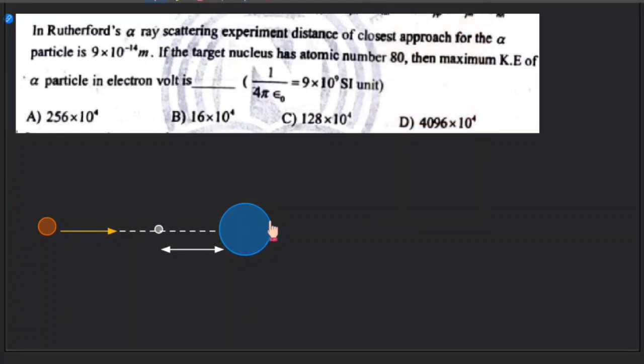What do you mean by atomic number? Atomic number is nothing but the number of protons. What is the number of protons inside the nucleus? 80 protons are there. If there are 80 protons, what is the charge? 80 into E. What is the E here? Charge of a single electron and proton charge, they both are equal. Therefore the nuclear charge is 80 into E.